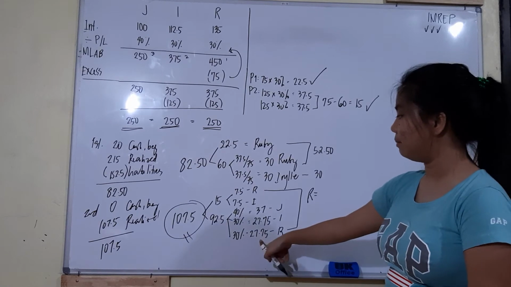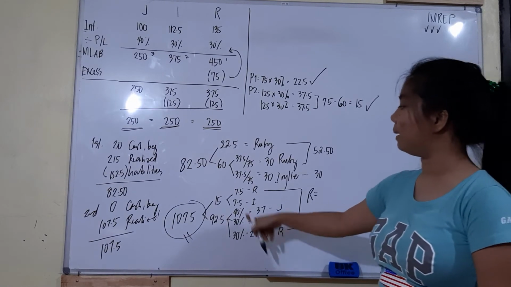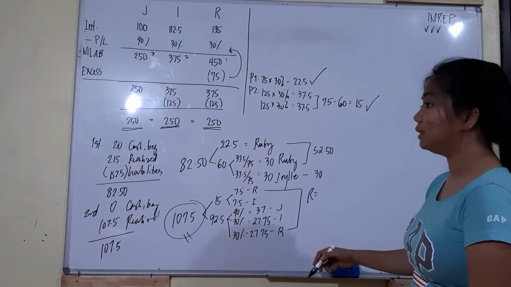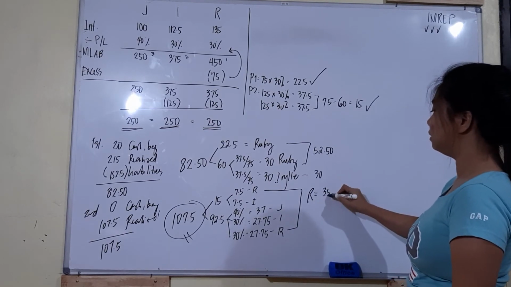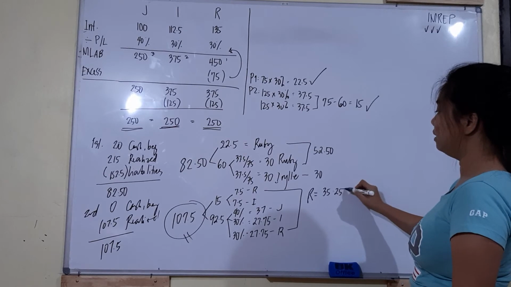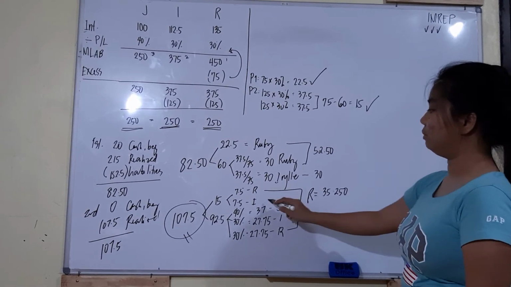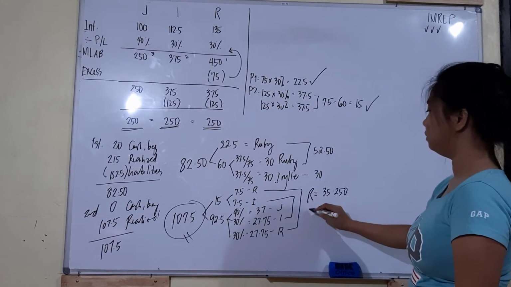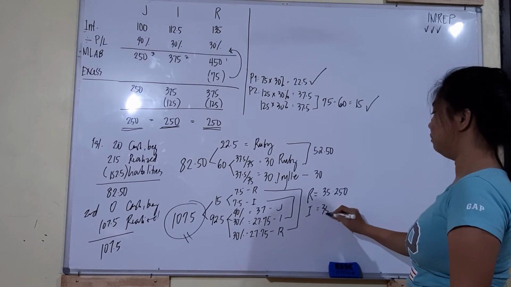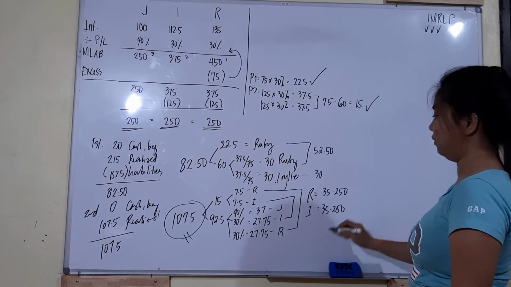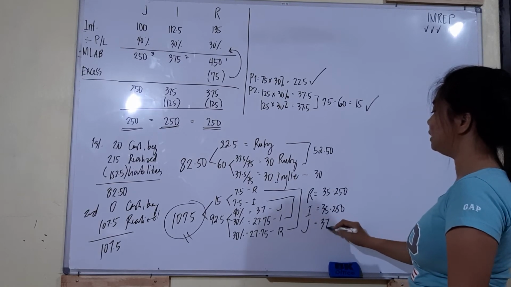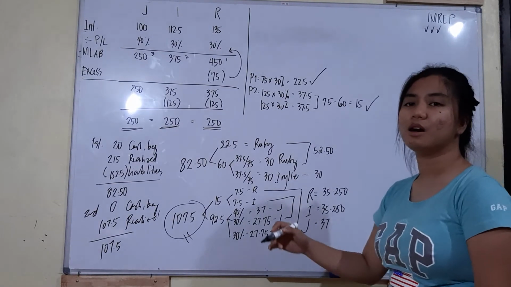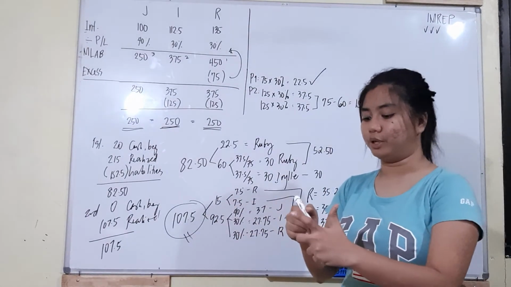We have 27.5, 27.75 plus 7.5. So that is a total of 35,250. The same thing with Irene, 35,250. And for Jeff, we have a total of 37,000. So that is how you use the cash priority program.